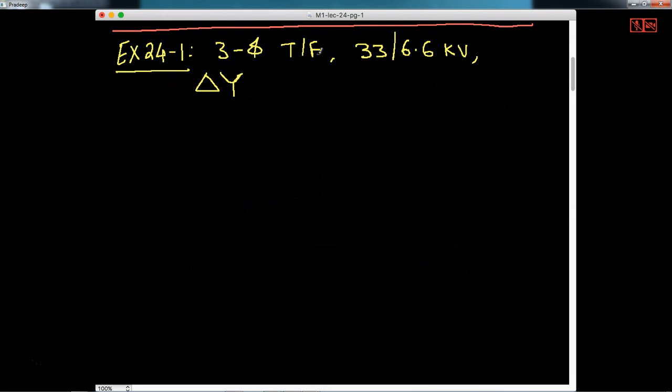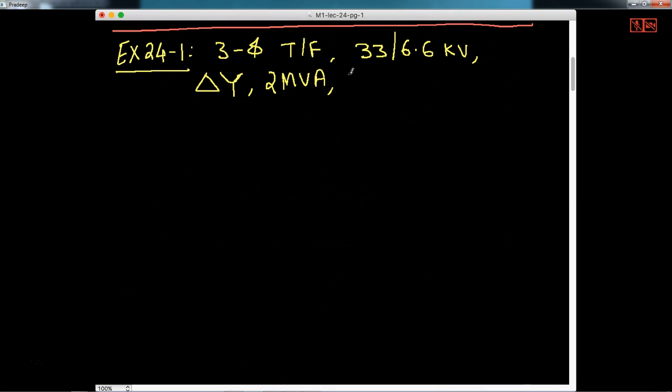So we have a three-phase transformer, 33 by 6.6 kV is the voltage rating of the transformer, which are the line voltages. And the transformer is connected in the delta star fashion. That means the primary side, that is the 33 kV side, is connected in the delta, and the 6.6 kV side is connected in the star. And its rating is 2 MVA. So 2 MVA, megavolt ampere, is the rating of the transformer.